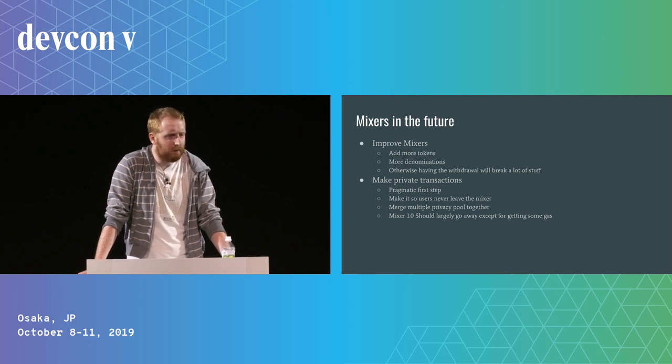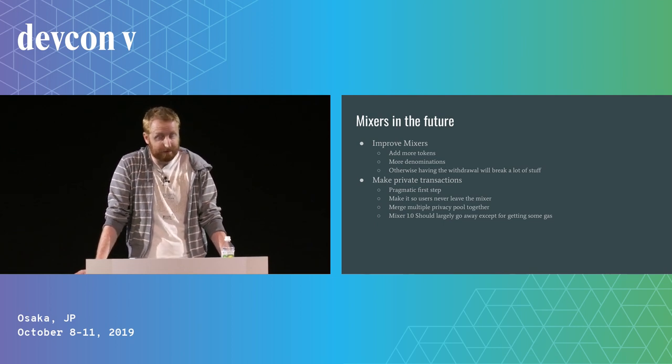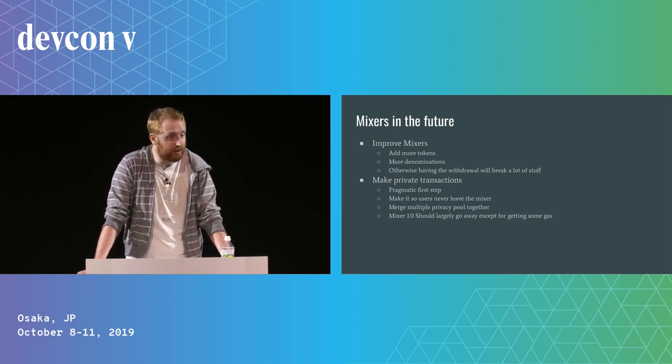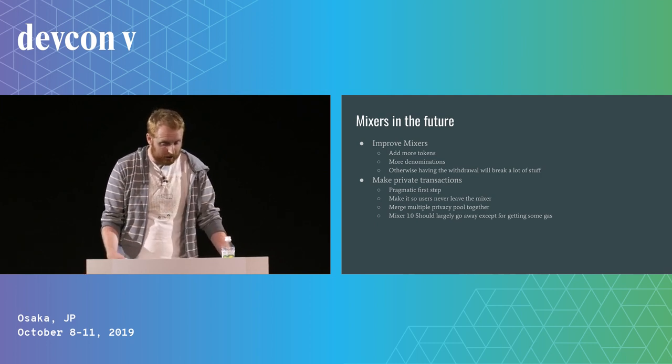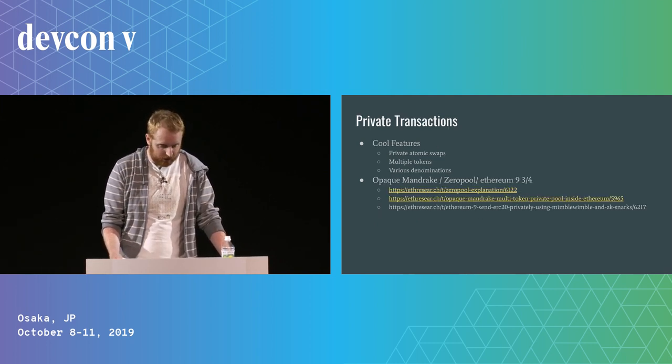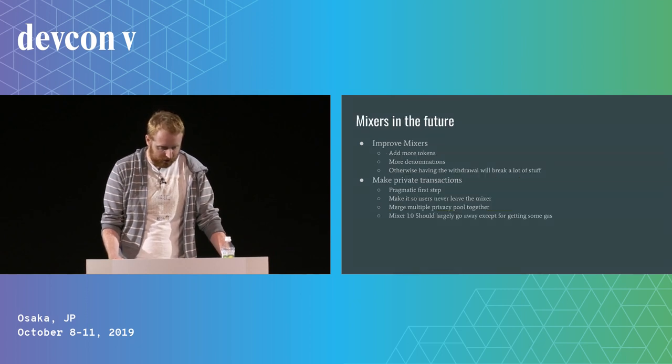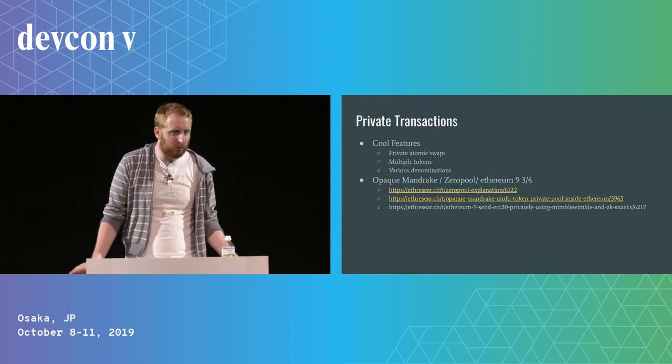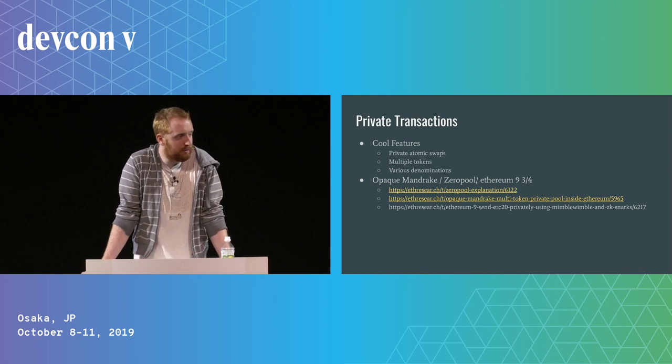So instead of this, I would propose that we should focus on making general private transactions. I see the mixers as a pragmatic first step, but in the future we should try and make a privacy pool where people don't ever withdraw, or don't withdraw for a long time. So in order to do that, what kind of features should we provide?